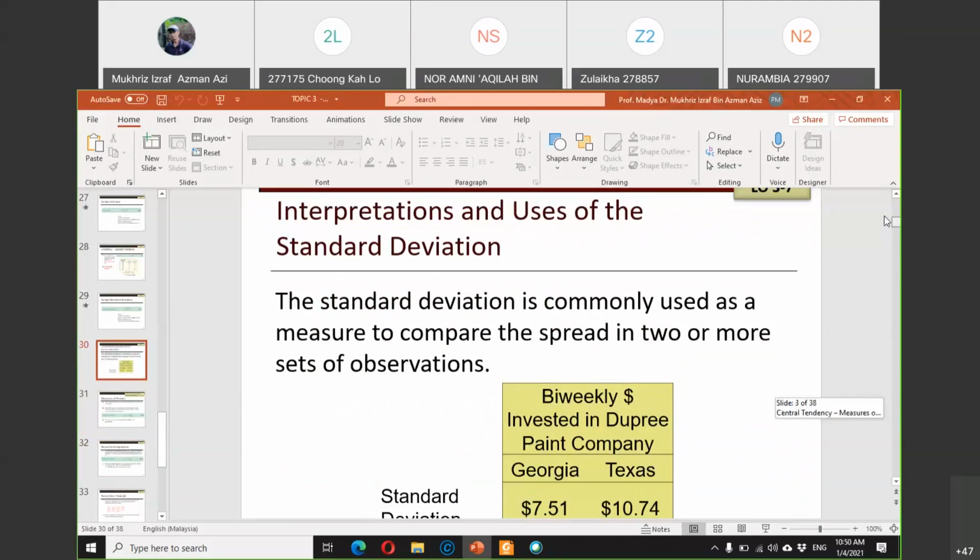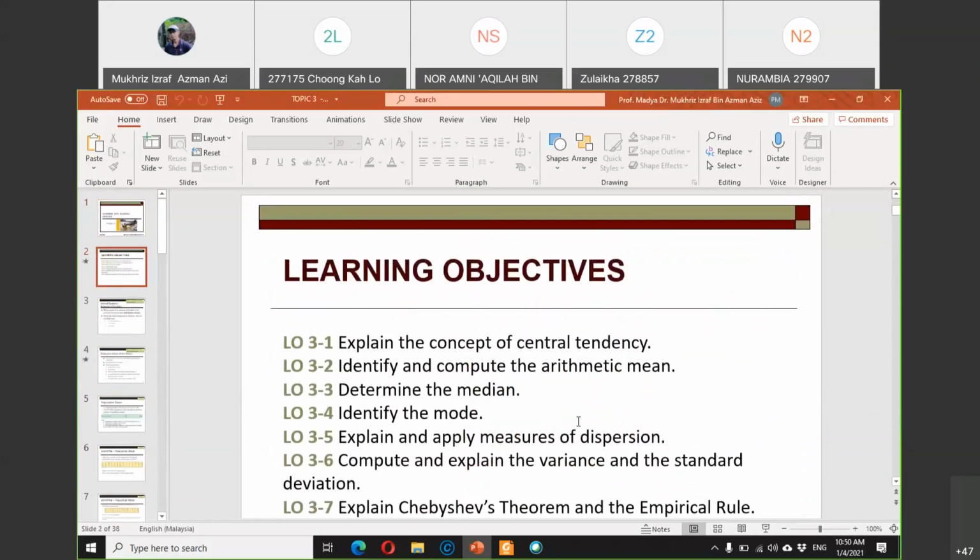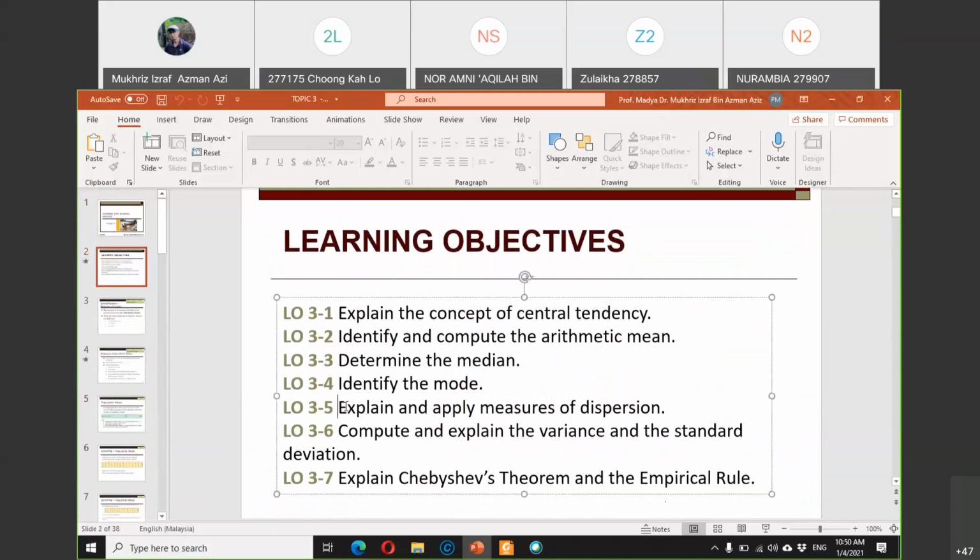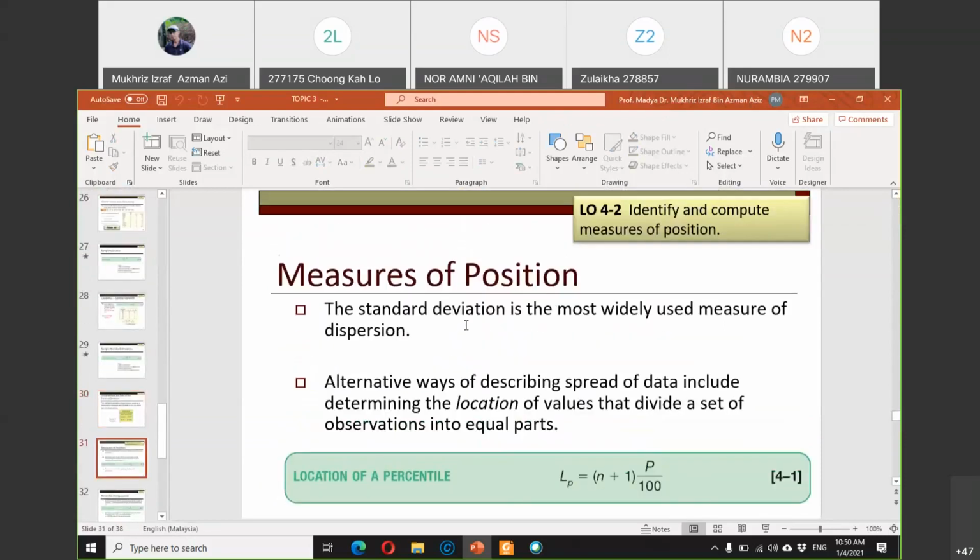Let me go back to the first slide. Here, explain and apply the measure of dispersion. Objective 3.6 is to calculate and explain the variance and standard deviation. Besides the variance and standard deviation, there is another small item, what we call measure of position. Not dispersion, but we want to know the location of your data. Basically, it is similar to median.